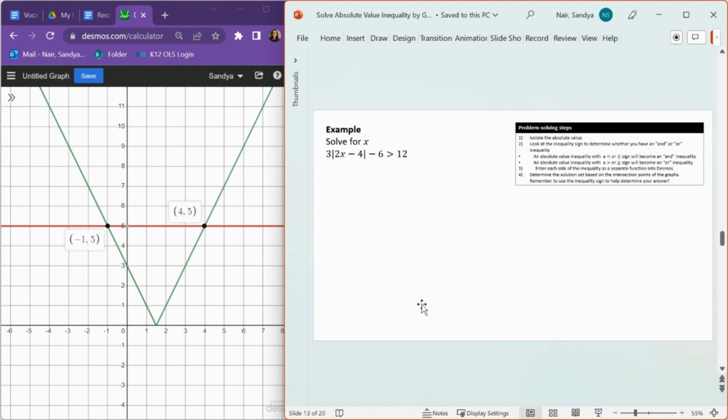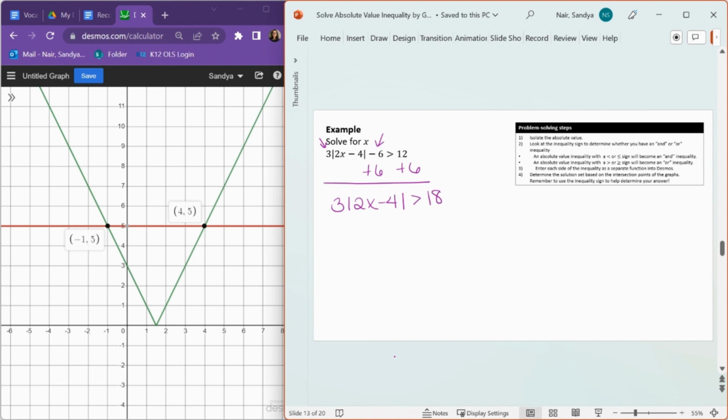So now let's try this example. So you can see here we have a lot of fluff around our absolute value that we need to get rid of, right? So we have this 3, we have this -6. So we need to work on isolating our absolute value first. Remember also when we have more than one term to do an inverse operation on, we do the adding or subtracting before we do the multiplying or dividing. So I'm going to start off by adding 6 to both sides. So when I add 6 to both sides, I get 3 times the absolute value of 2x minus 4 is greater than 12 plus 6, which is 18.